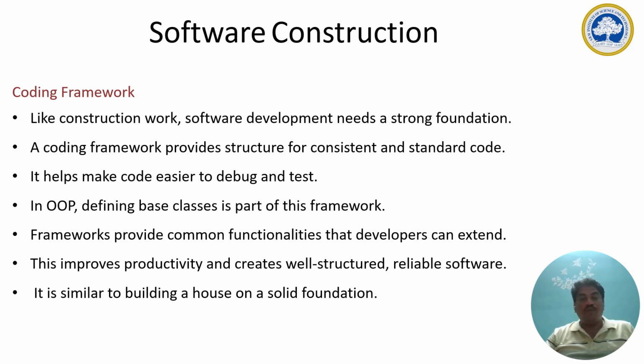Okay, so a coding framework provides a structure for consistent and standard code. It helps make code easier to debug and test. In OOPS, defining the base classes is part of a framework. So the framework provides the common functionalities that developers can extend also. This improves productivity and creates well-structured, reliable software. It is similar to building a house on solid foundations. Everything is there, like a blueprint of the house is available. We just make use of it in the framework.